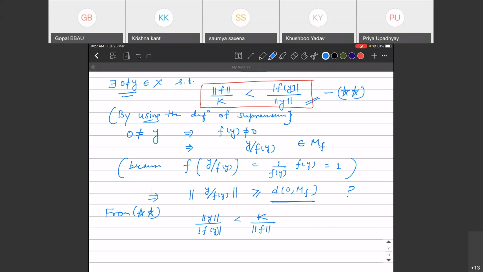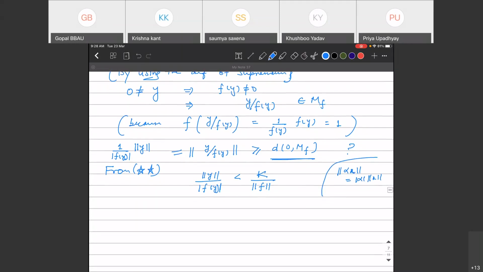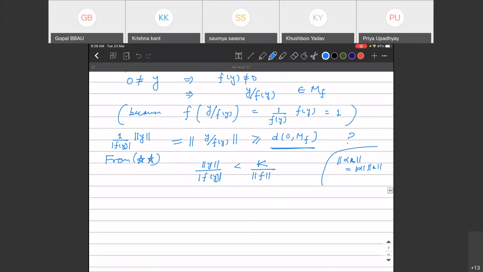Yes, sir. And see here, the norm of y by f(y) is nothing but 1 upon mod f(y) times norm y. This comes from the homogeneity property of norm: norm of alpha x is mod alpha times norm x. Okay? Correct? Is it okay?